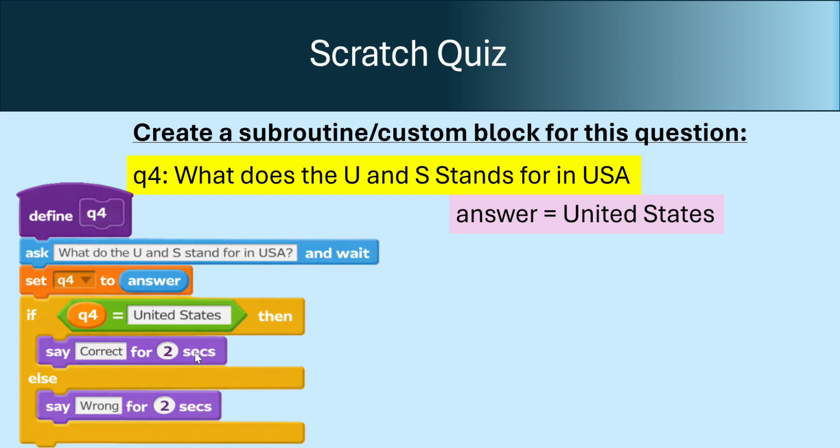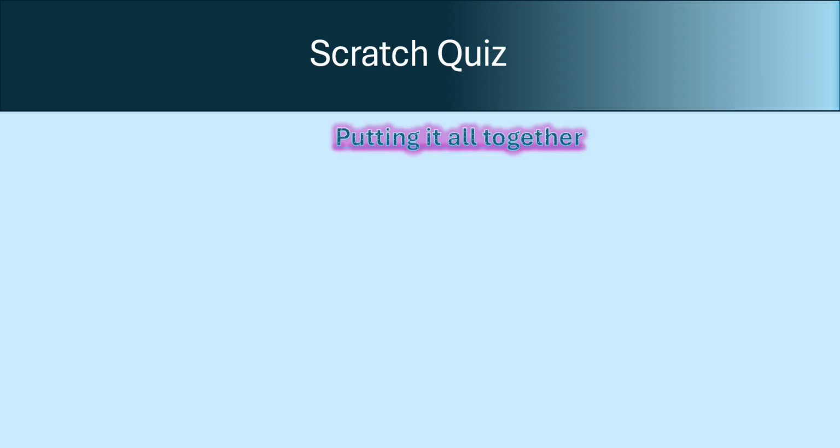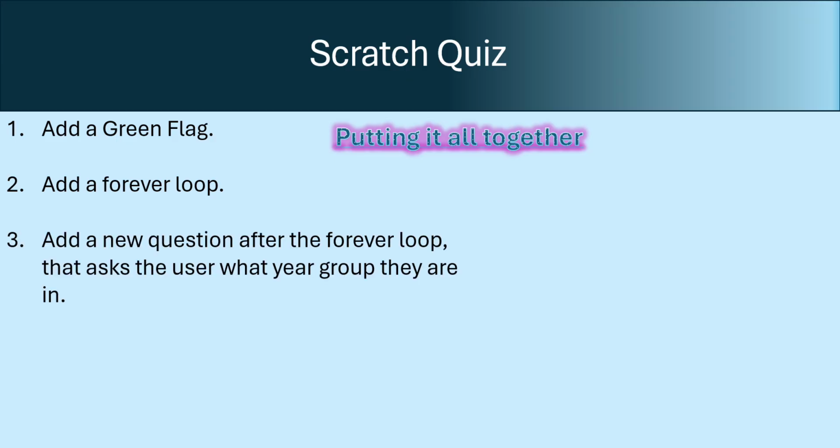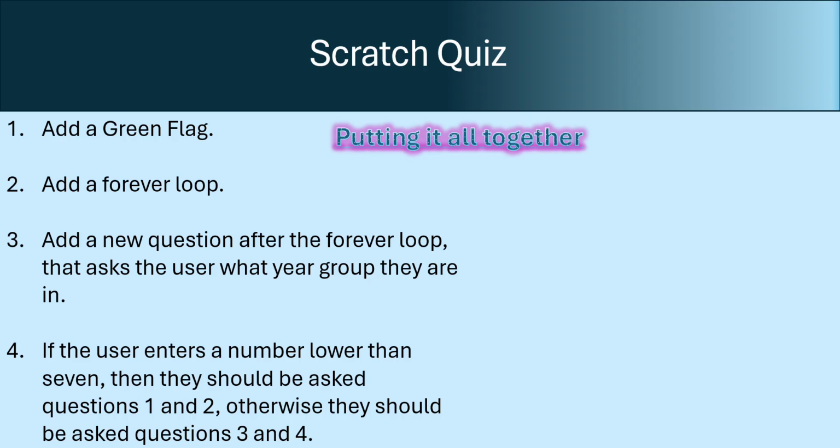If not, wrong. We then need to put our 4 subroutines all together. This is what we would do. We will add a green flag. We would then add a forever loop. Now we need to know whether our user is in a primary or secondary school. So we would ask the user, what year group are you in? Now if the user enters a number lower than 7, then they should be asked questions 1 and 2. Otherwise they should be asked questions 3 and 4.